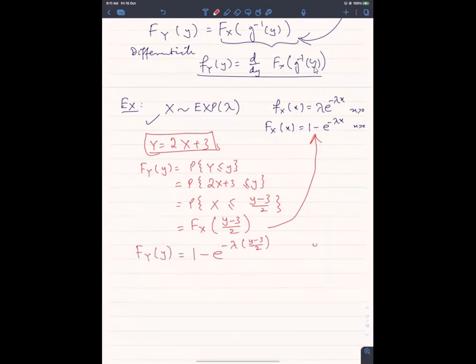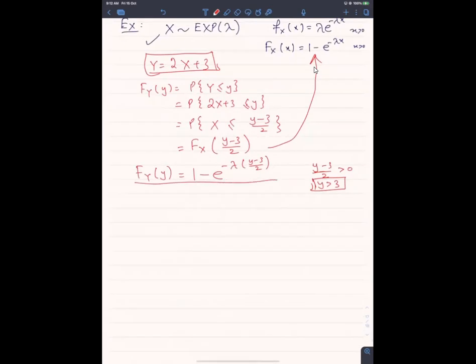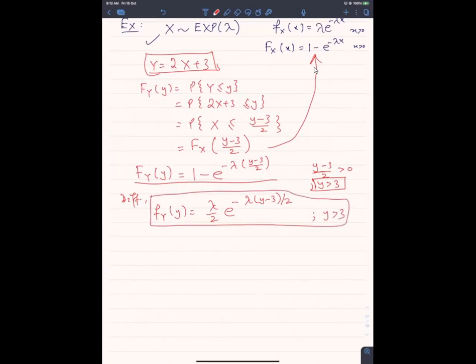And of course, the condition is that y minus 3 over 2, which is this parameter here, has to be greater than 0. Which means that y has to be greater than 3. Y जो है 3 से बड़ा होना चाहिए. Now this is the CDF. How do I get the PDF? Differentiate. You will get the PDF, and that would be lambda over 2 e to the minus lambda times y minus 3 over 2 for y greater than 3. This is the PDF of y. Using this, I can answer any probability question about y.